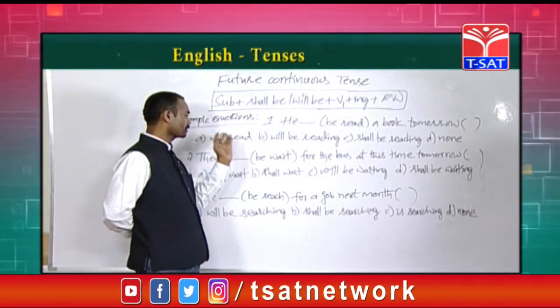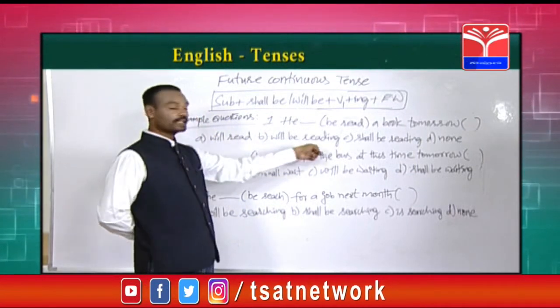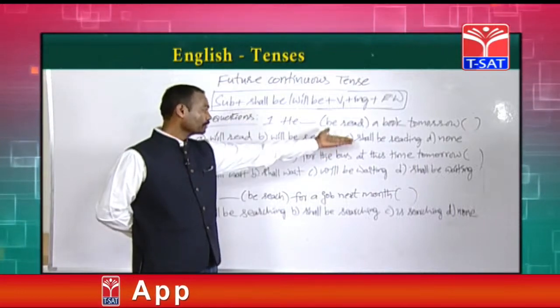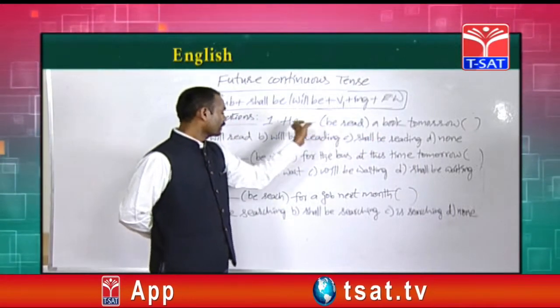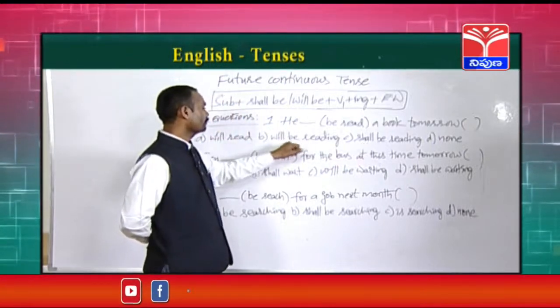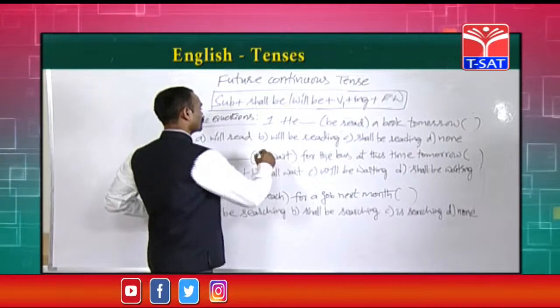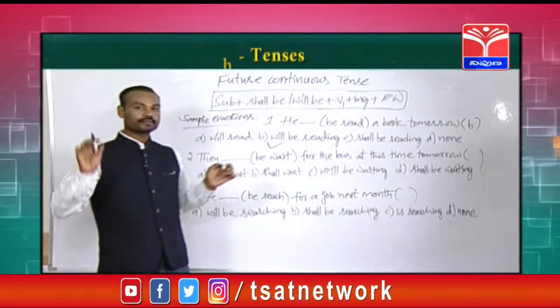Where is will be reading? The options are: option A, will read, wrong answer. Will be reading, yes, this is the right answer. We don't need to observe other options, right? For example, with I and we, that would be the answer. So the subject is he, will be reading is the answer. So the answer is B.